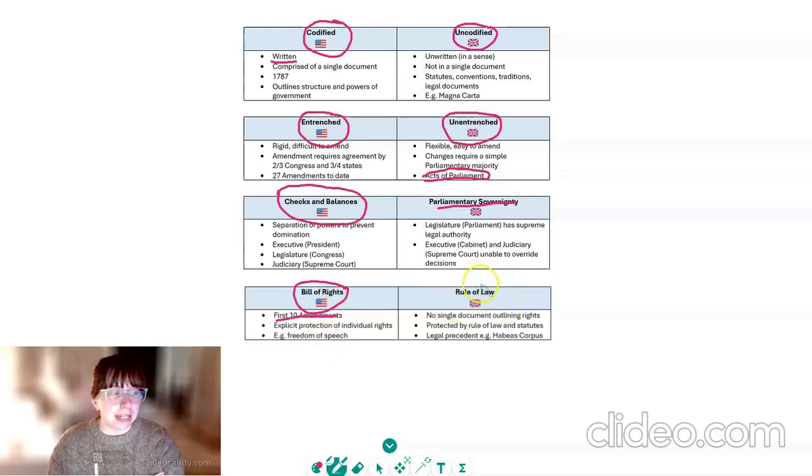The UK, we don't really have anything like that. Our understanding of rights, constitutionally or legally, is not outlined in a single document or a set of amendments. It's protected by the rule of law and statutes. So Acts of Parliament, legal precedents such as habeas corpus, which are to do with rights when you're detained, things like that. We also take a lot from the UN and the EU's understanding of human rights as well.